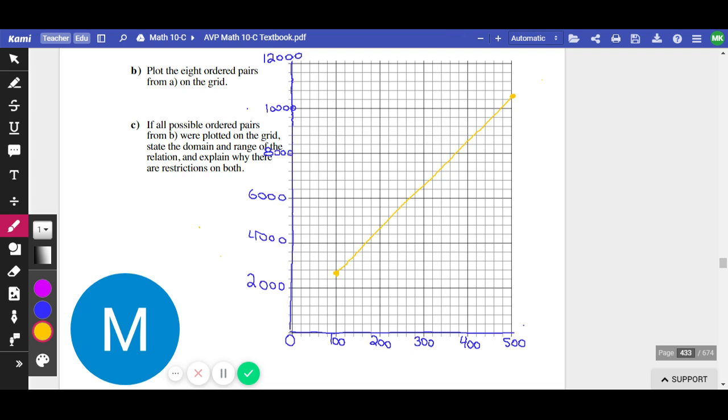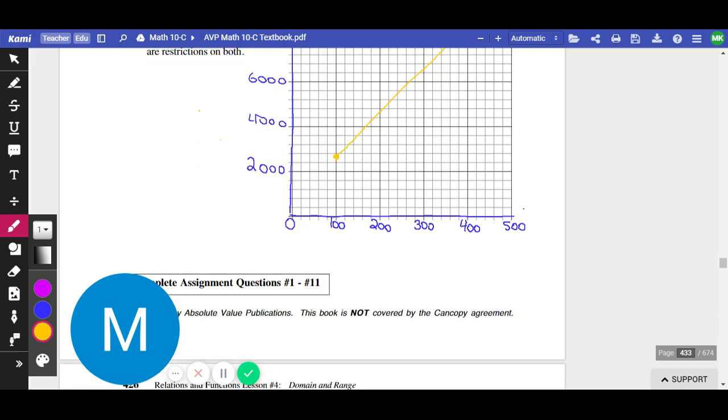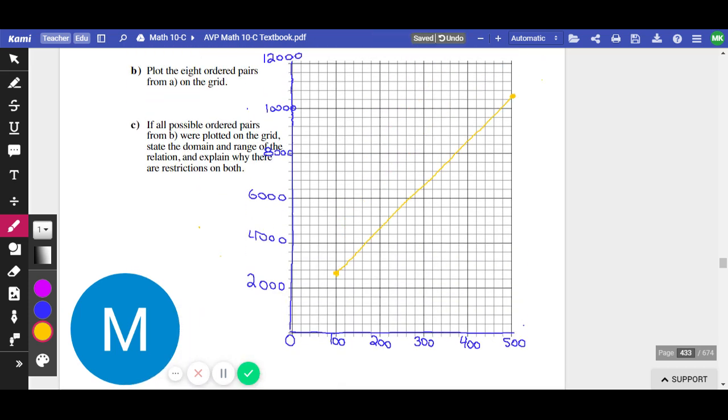Fantastic. All I want to do with this grid is find our domain and range. Okay, that's all. So we can figure that out. On the left-hand side, we'll put it. We'll start with domain.